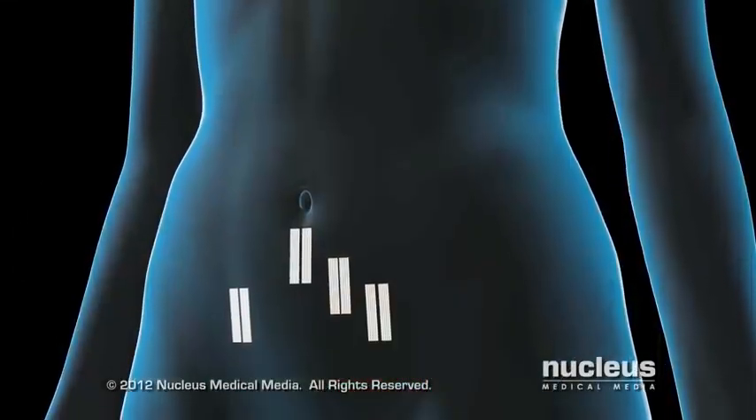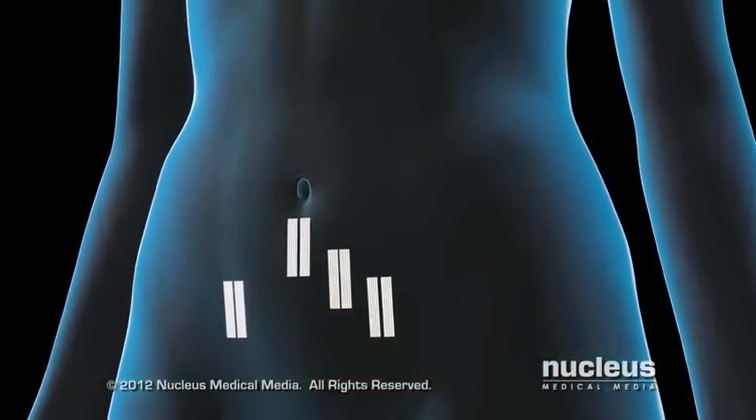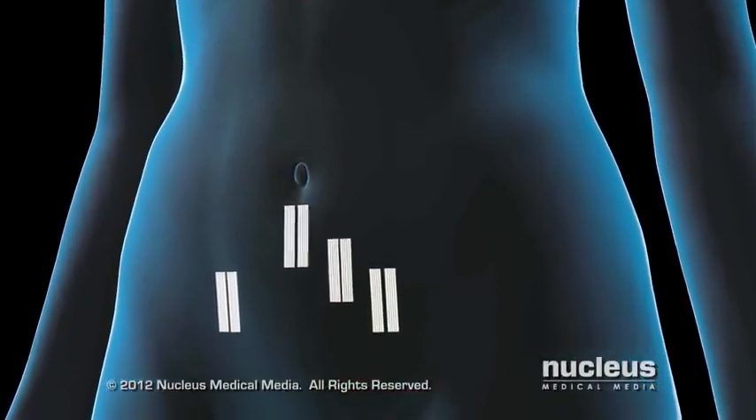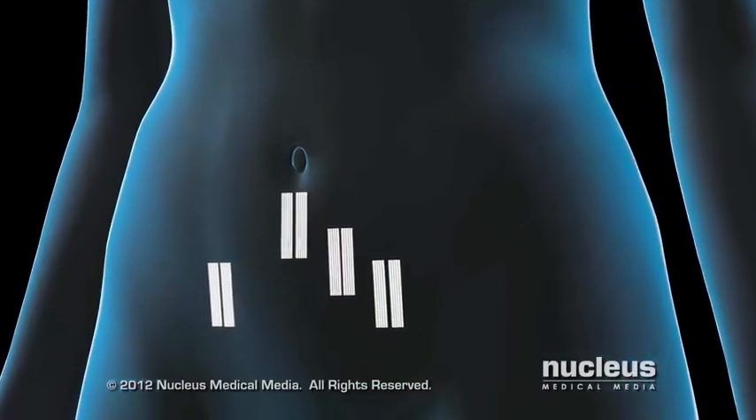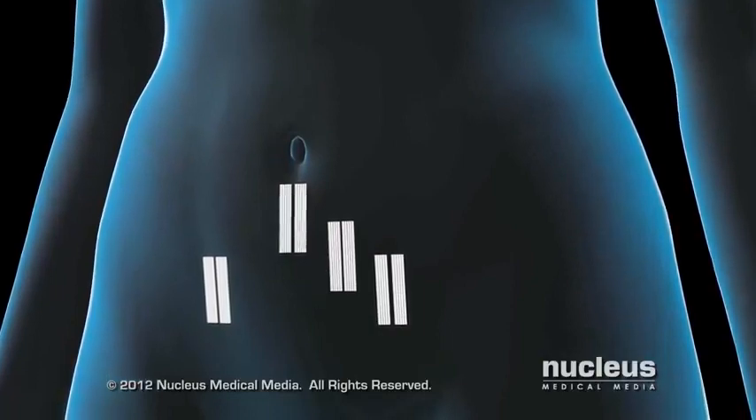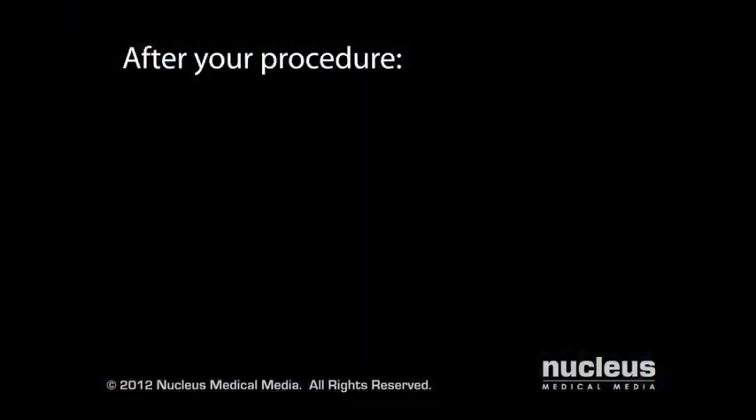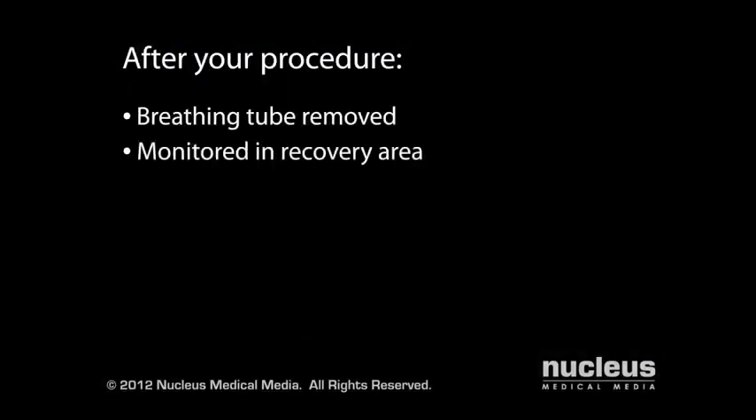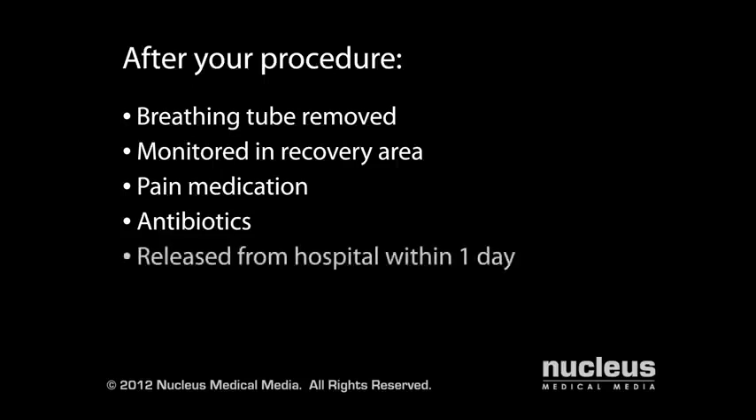At the end of your procedure, the tiny incisions will be closed with stitches, staples, surgical glue, or closure tape dressings. After your procedure, your breathing tube will be removed, and you will be taken to the recovery area for monitoring. You will be given pain medication as needed. You may continue to receive antibiotics through your IV. You may be released from the hospital the same day or within 1 day after the procedure.